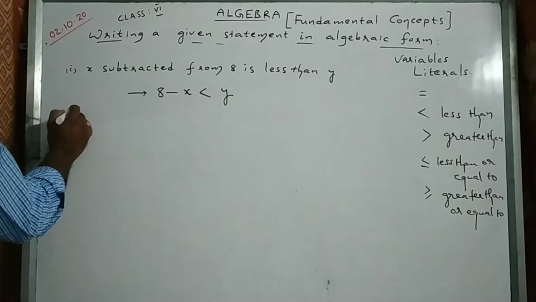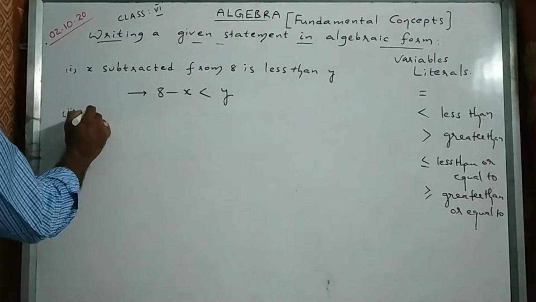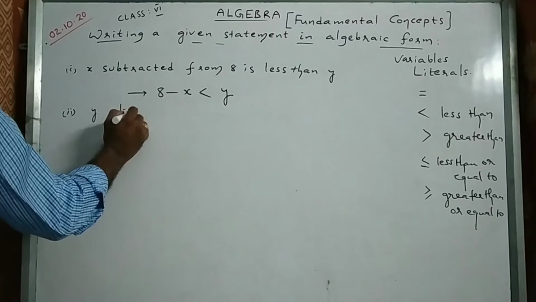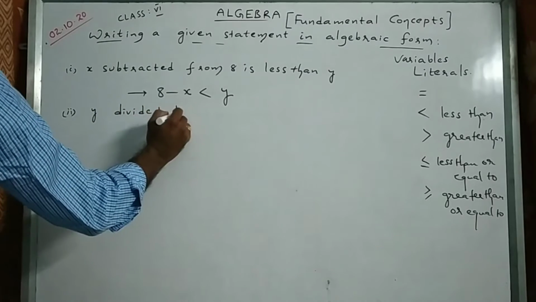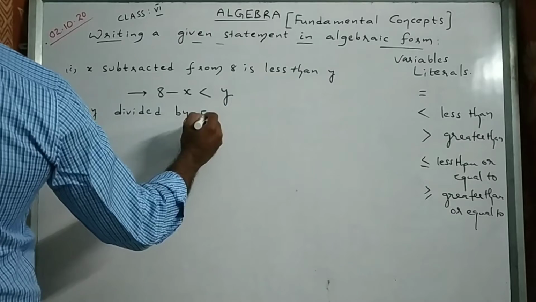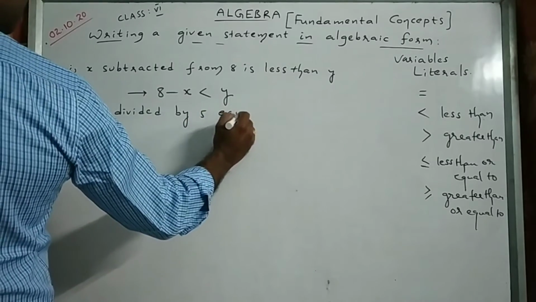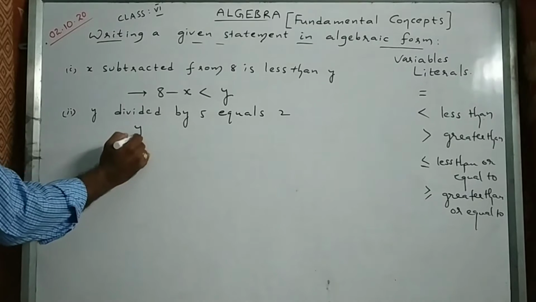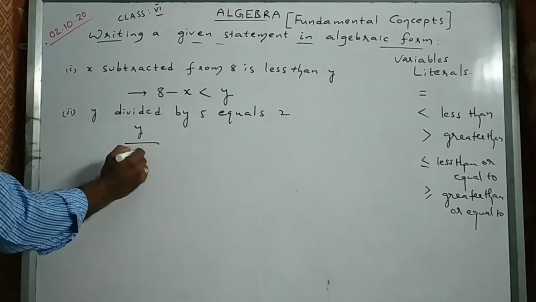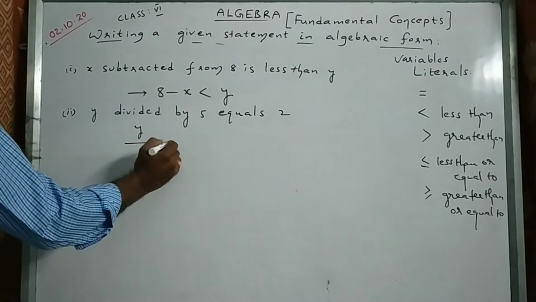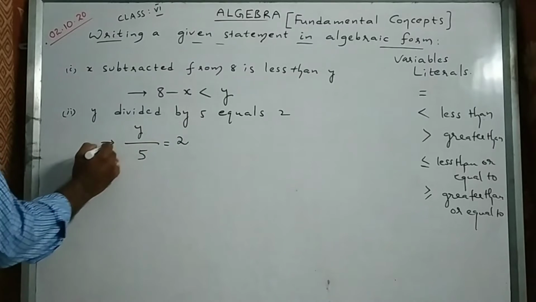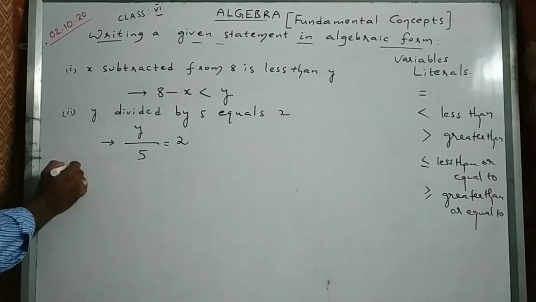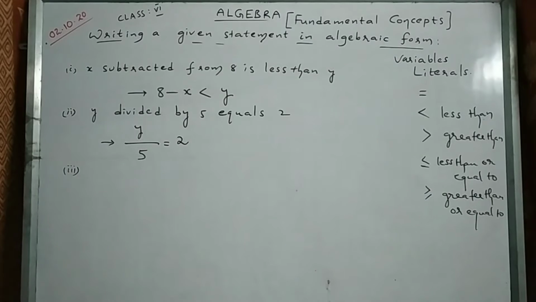Suppose y divided by 5 equals 2. So how do we write this? Y divided by means this symbol, y by 5 is equal to 2. So if a statement is given, we can write it in algebraic form.